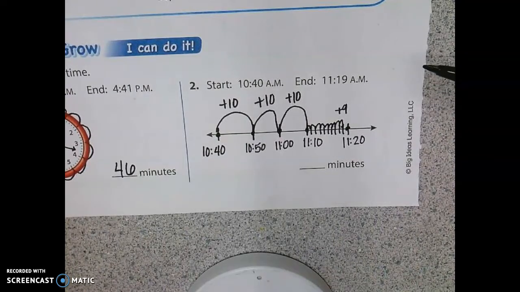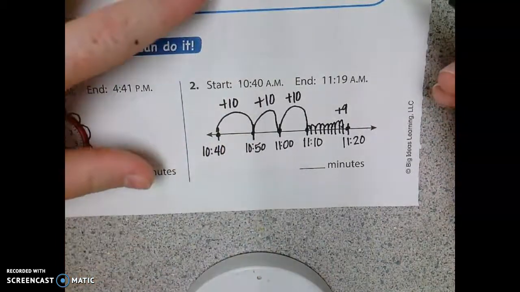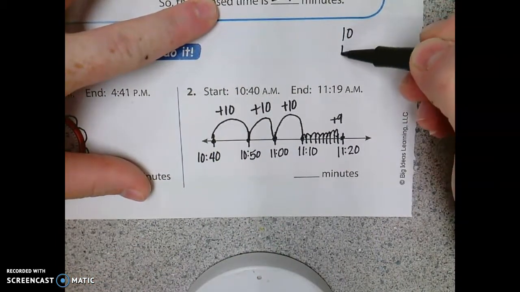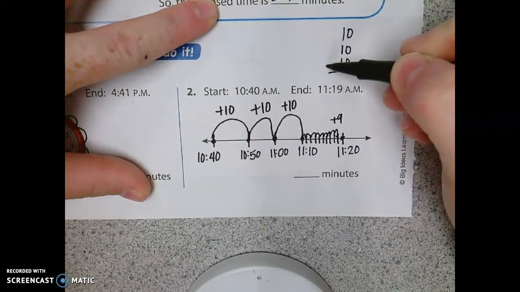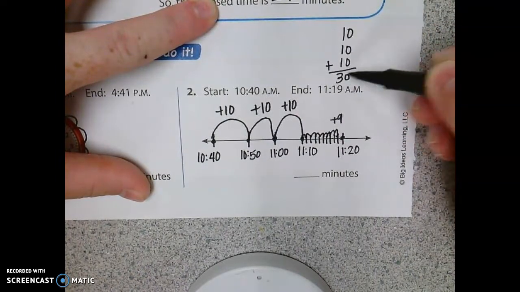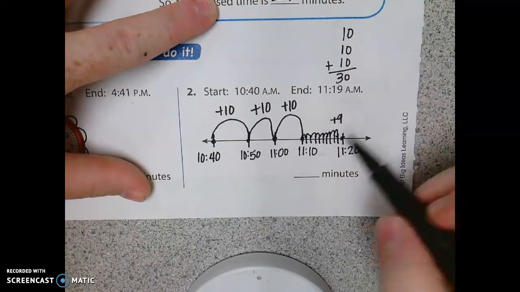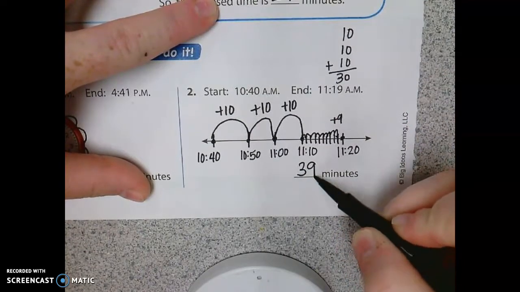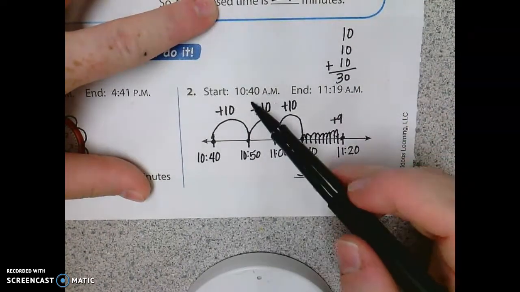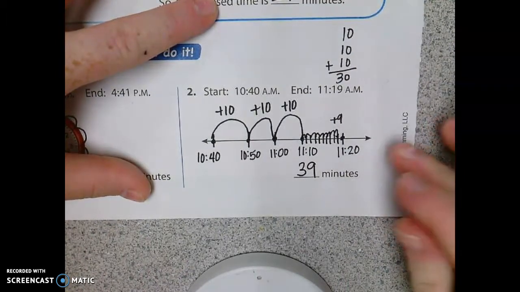Now let's add all this up. 10 plus 10 plus 10 is 30. Okay, if you didn't know that, it's okay to come to the side and add it all up. You can always do that as well, which we know 1 plus 1 plus 1 is 3 and 0. Okay, then we're going to add 9 to that. 30 plus 9 is 39. So from 10:40 a.m. to 11:19 a.m., it is 39 minutes.